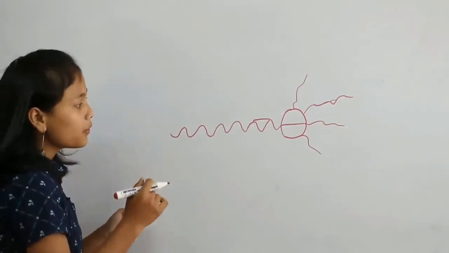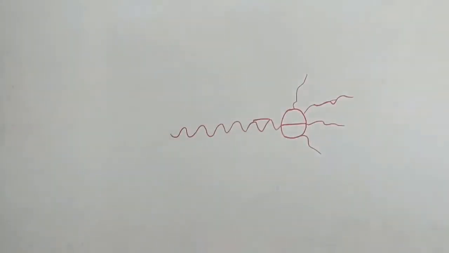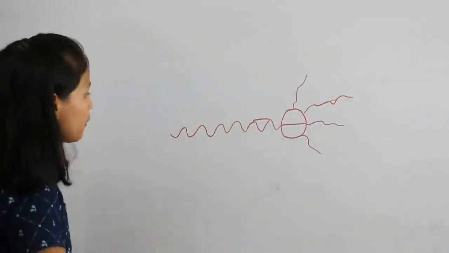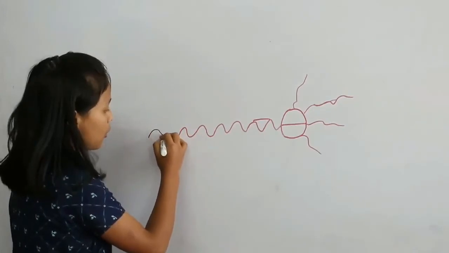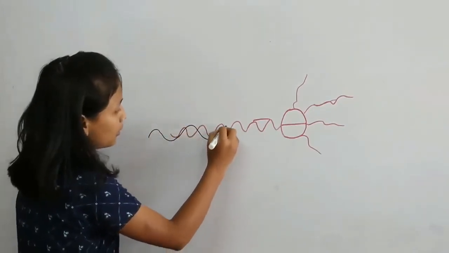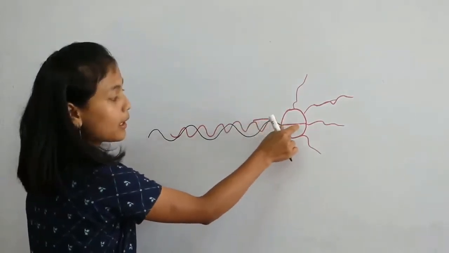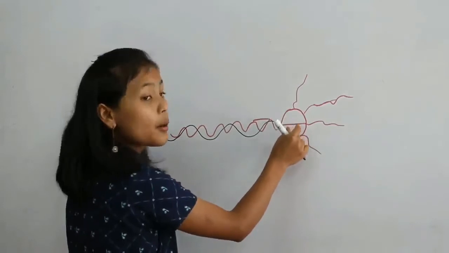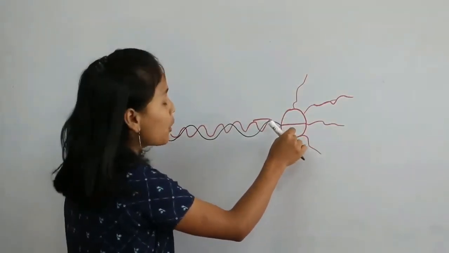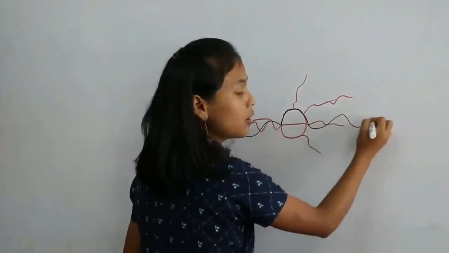Let me give you another example. Suppose there is another incident light whose wavelength is bigger than the diameter of this particle. Then this incident light will not get absorbed by this particle. So it will continue moving in its direction.